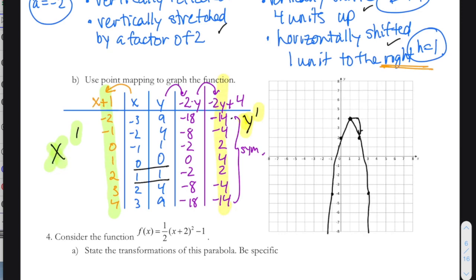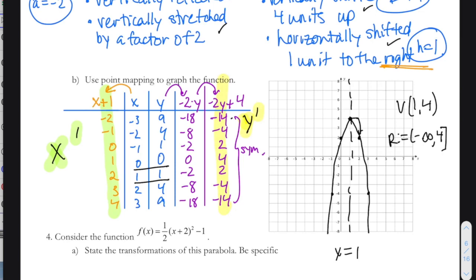And I can ask you some questions about this. Like, for example, what's the vertex? Well, you know that the vertex is (1, 4). What's the axis of symmetry? Well, you know that that is x equals 1. What is the range? Well, the range in this case, because it's facing down, is -infinity to 4 inclusive.